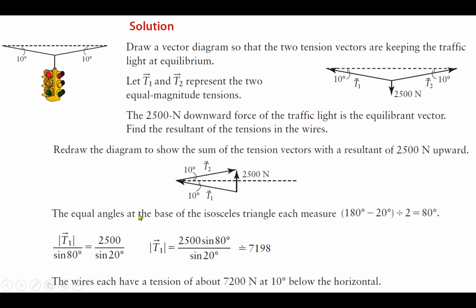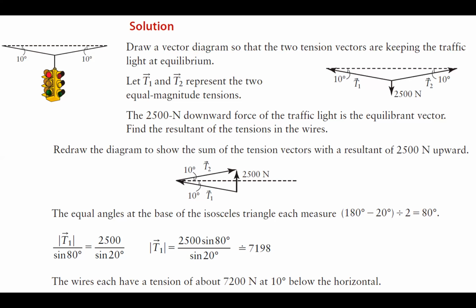Then we know the equal angles at the base of the isosceles triangle each measure (180 degrees minus 20 degrees) over 2, which is 80 degrees. Then we have the following relationship: the magnitude of T1 over sine 80 degrees equals 2500 over sine 20 degrees. Then we can find the magnitude of T1 is 2500 times sine 80 degrees over sine 20 degrees, which is about 7198.